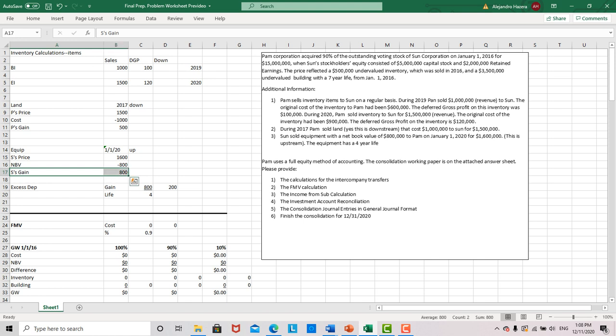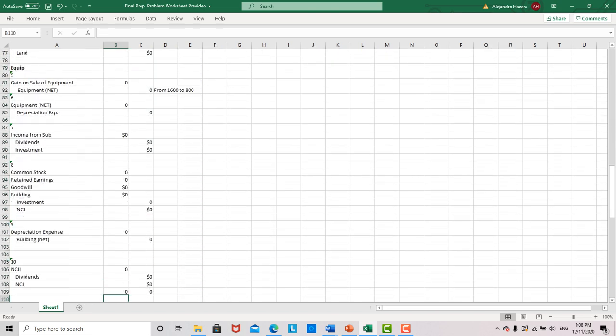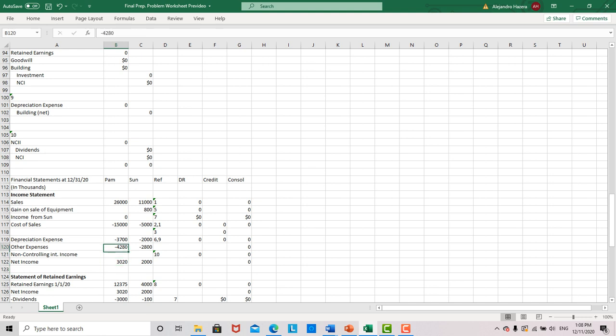Now, since this happened this year, then S's gain should be on S's income statement. So let's go down here and see if it is. There it is right there. Gain on income statement. And you're going to back that out to make it 0 in the consolidation.